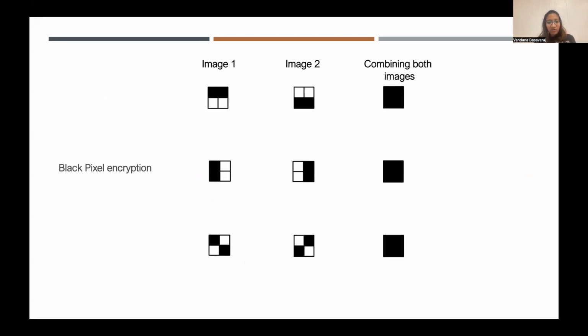So next we have the black pixel encryption. In this encryption, we have 3 different possibilities. So we use a random pattern as image 1, and its inverse as the second image. When image 1 and image 2 are combined, we get a full black pixel as the result. As you can see here, we have image 1 and image 2, and when they're combined together, we get the whole black pixel.